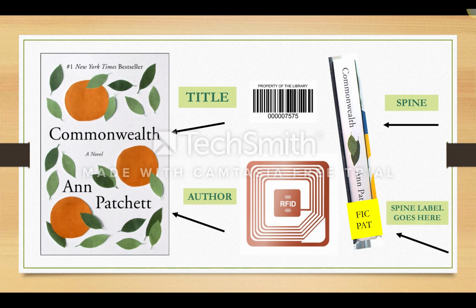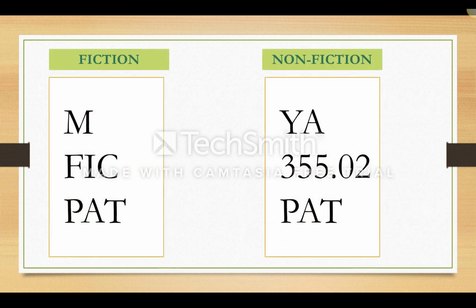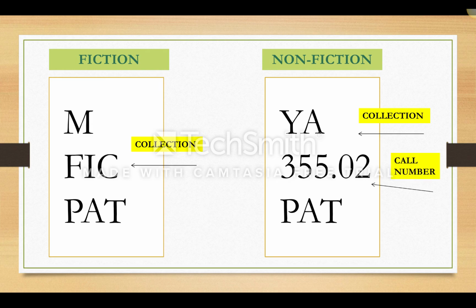Each time we purchase a book, we place a spine label near the bottom of the book's spine. There will be 3 important pieces of information to note on the spine. That includes the collection, the call number, and the author. These are samples of what a spine label may look like for a work of fiction and also a work of nonfiction.